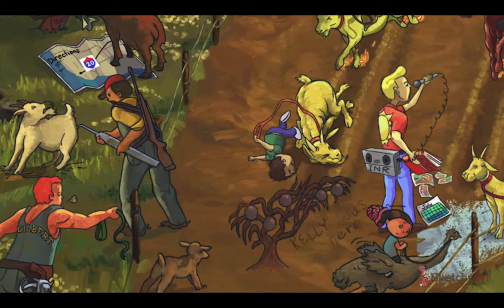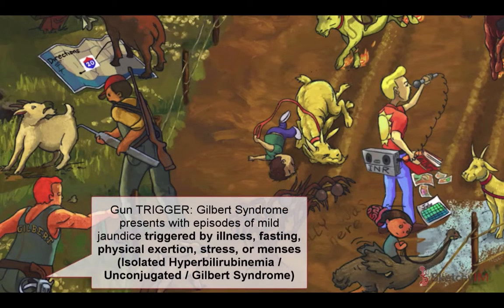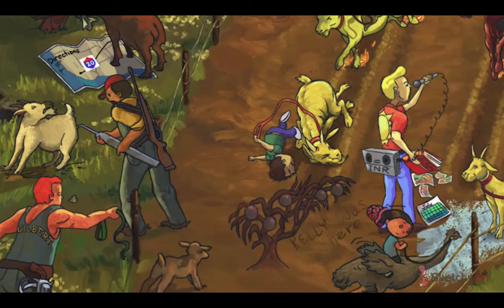Gilbert syndrome presents with intermittent episodes of jaundice and mild unconjugated hyperbilirubinemia. Episodes can be triggered by events such as illness, fasting, physical exertion, stress, or menses, which is why we've emphasized the trigger at his side. Patients are asymptomatic between episodes.